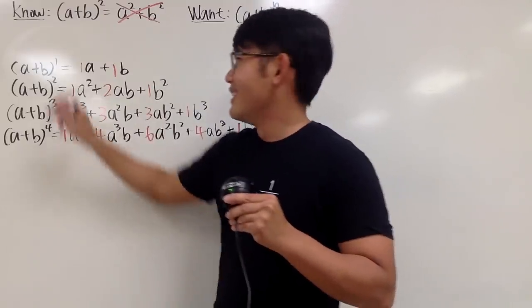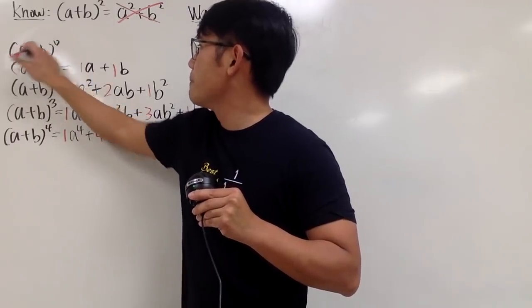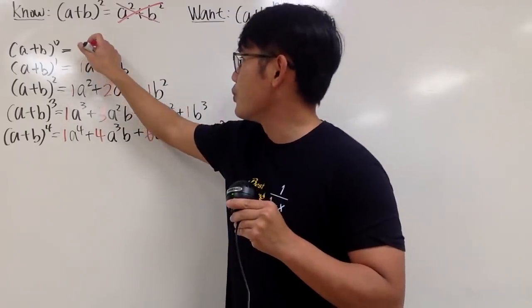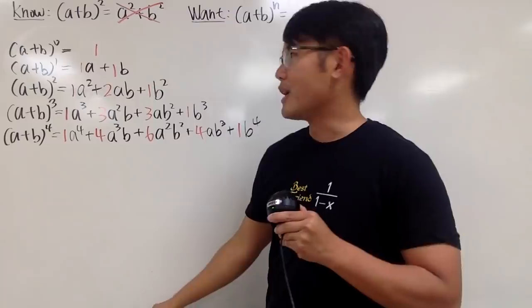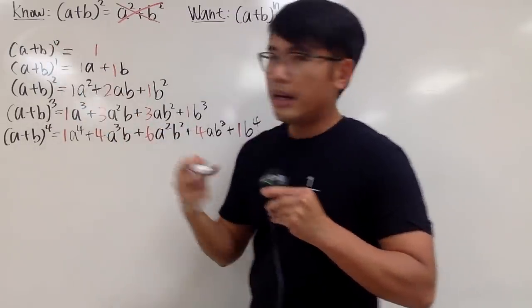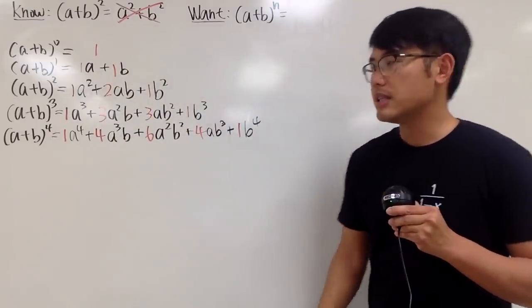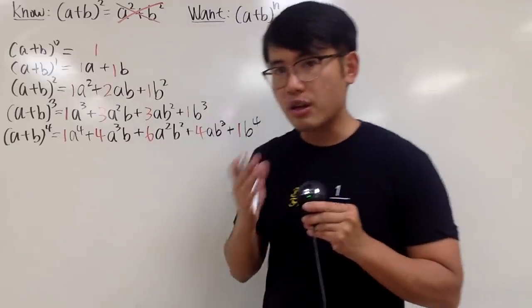The zeroth power. When we have a plus b to the zeroth power, this is extremely nice, because the answer is just nicely equal to 1, assuming the input doesn't become zero, right? So this right here is equal to 1. And now if you guys look at all the red numbers, namely the coefficients, this is what we call the Pascal's triangle. And of course, I will write this down right here for you guys.